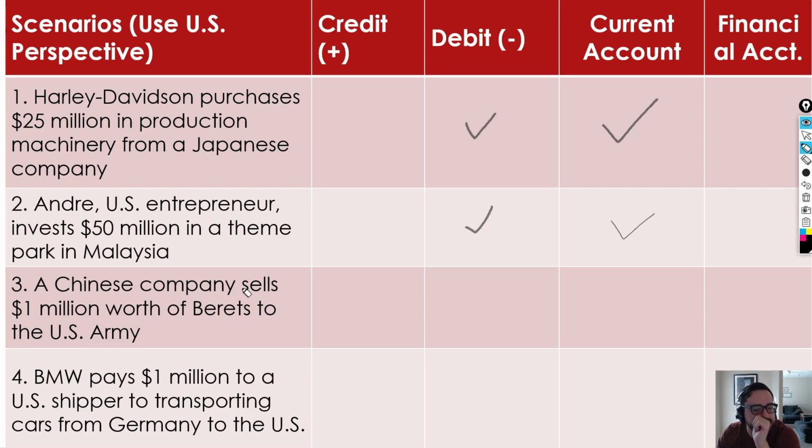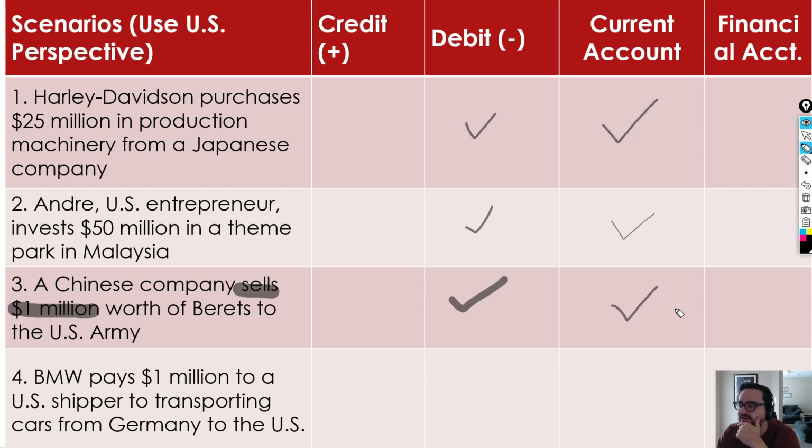A Chinese company sells $1 million worth of berets to the U.S. Army. Okay, they're selling the berets to the U.S., so where is the money going? If they're selling the berets to the U.S., that means the U.S. is buying the berets. That is a debit for America. Yeah, that part gets students a lot. So that's actually a debit, and this is an import, so that's current account.